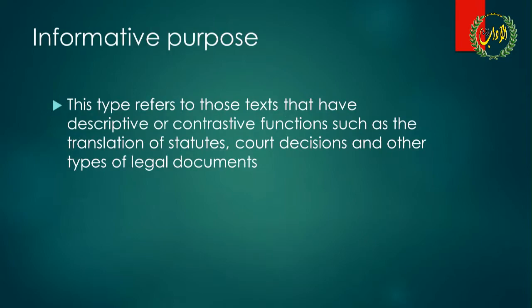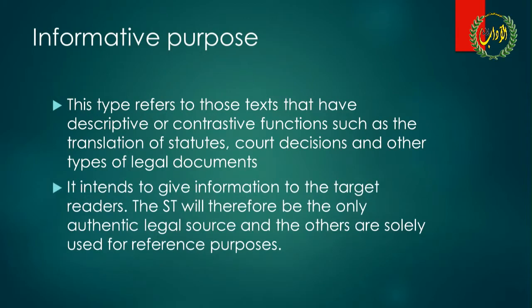Now we get to the second purpose, and that is informative, to inform. This type refers to those texts that have descriptive or contrastive functions, such as the translation of statutes, court decisions, and other types of legal documents. They intend to give information. That's why they are called informative, to give information to the target readers. The source text will therefore be the only authentic legal source, and the others are solely used for reference purposes only.